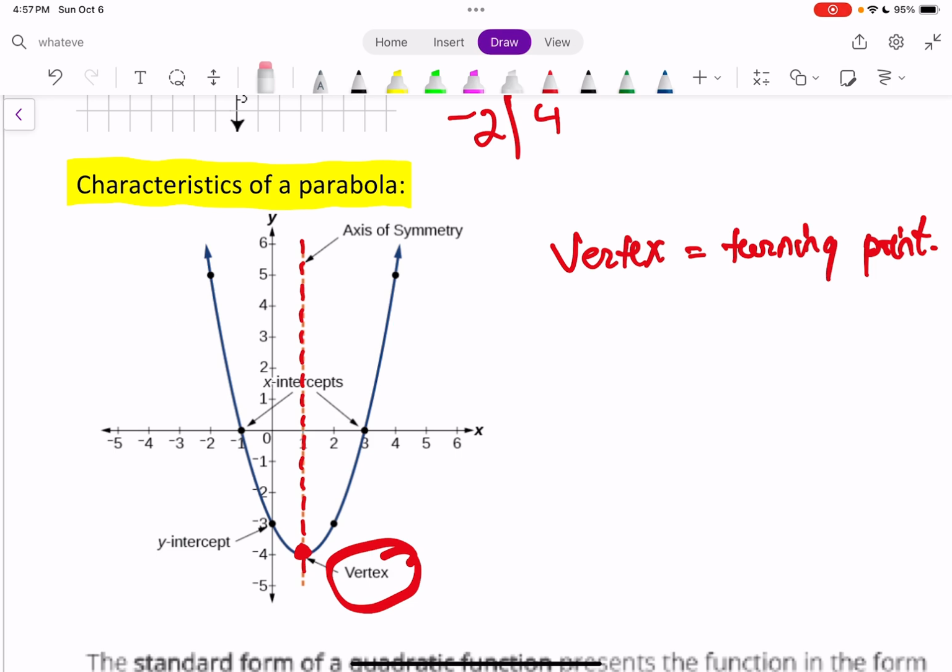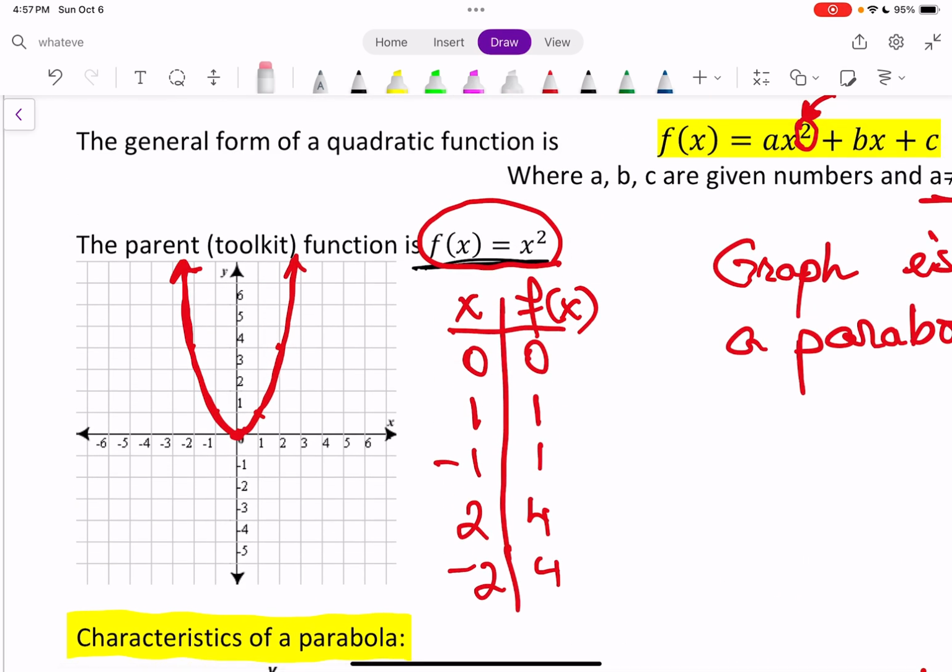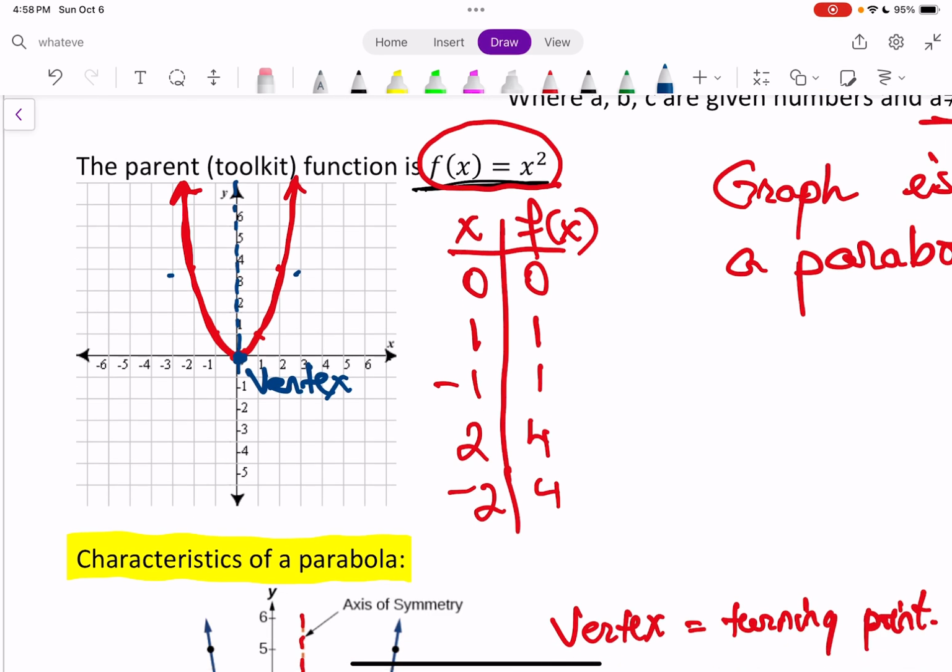Now, of course, for our quadratic toolkit function, the vertex is at the origin. Whoops, I didn't mean to erase everything. Sorry about that. The vertex is right here at the origin, right? And then we already said that the y-axis is our axis of symmetry. So in other words, the parabola looks exactly the same on the right side as it does on the left side of the y-axis.